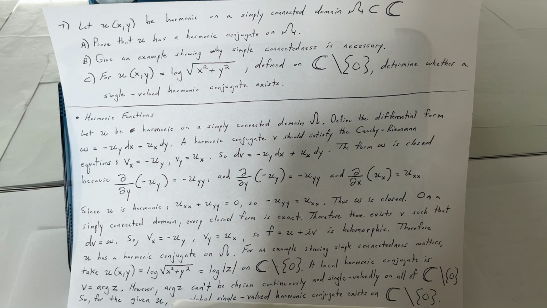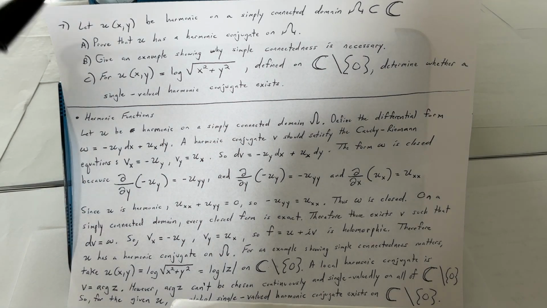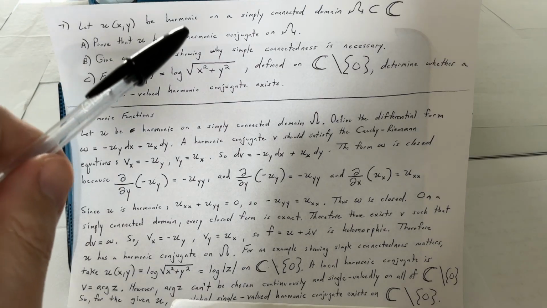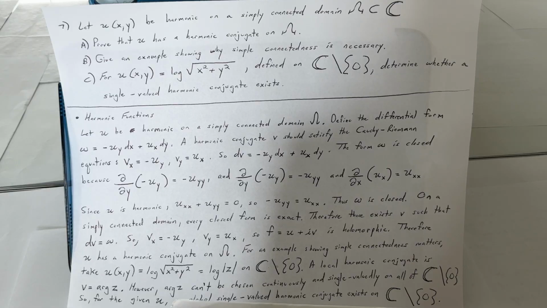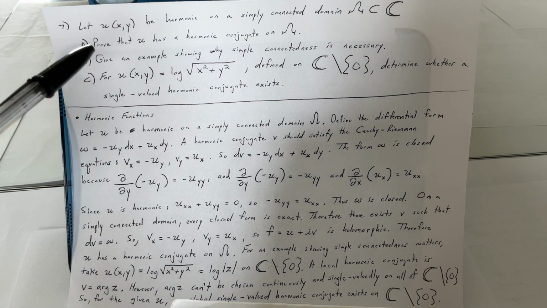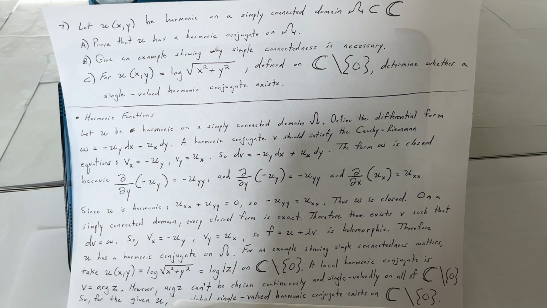Complex analysis, practice final exam part 3, picking up with number 7. We're going to let u(x, y) be harmonic on a simply connected domain Ω, a subset of C. Okay, so parts A, B, and C. Part A, prove that u has a harmonic conjugate on Ω.